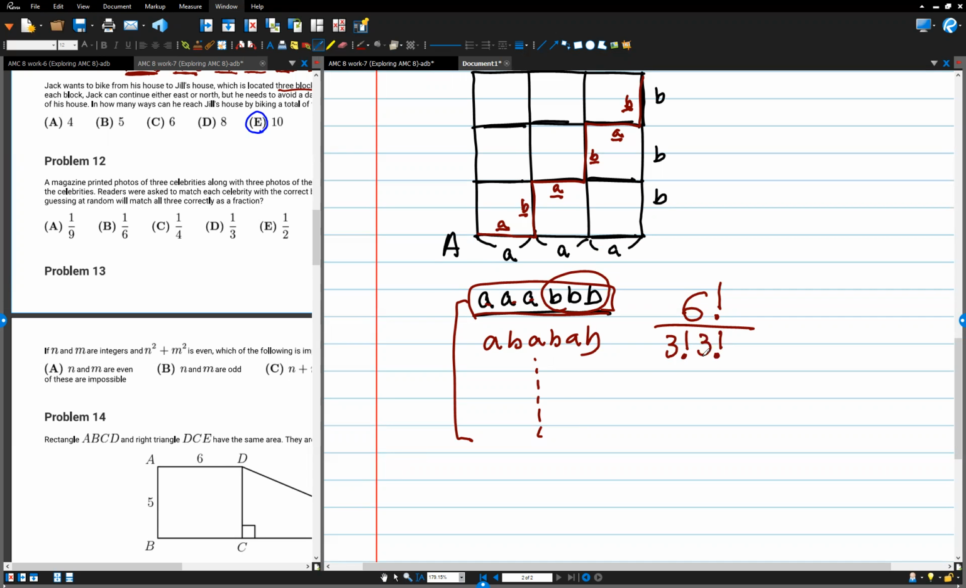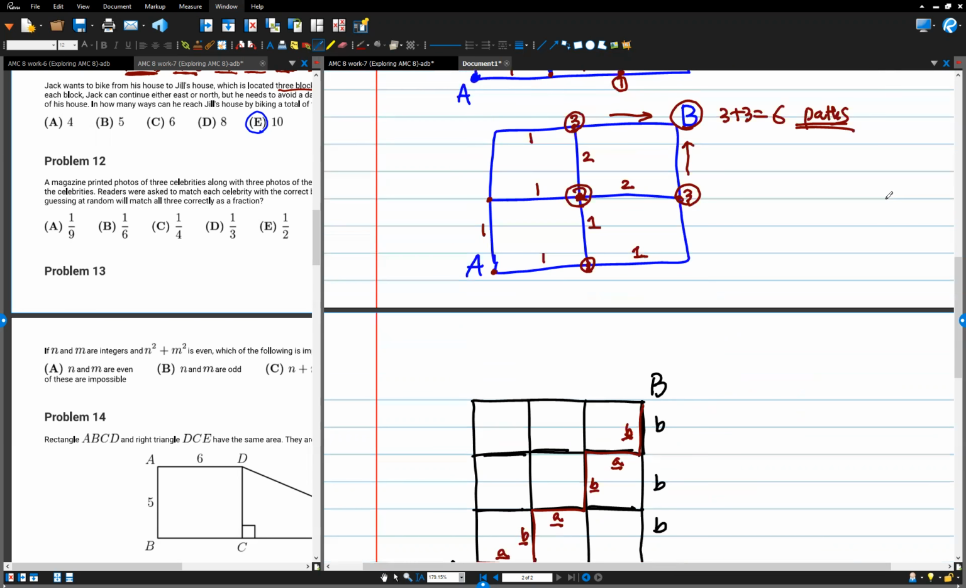Okay, a little hard to understand, right? 6 factorial is what? 6 times 5 times 4 times 3 times 2 times 1. 3 factorial is what? 3 times 2 times 1. And another factorial, 3 times 2 times 1. That is the factorial. 3 times 2 times 1 is out. This one is, what is that? 6. This 6 is out. What did I get? 5 times 4 is 20.